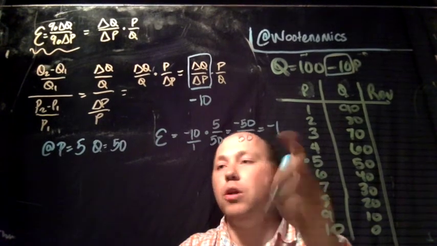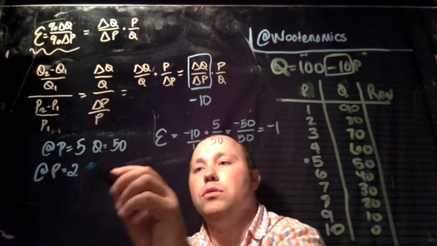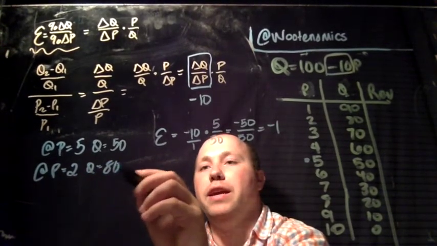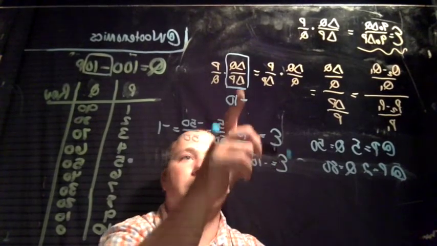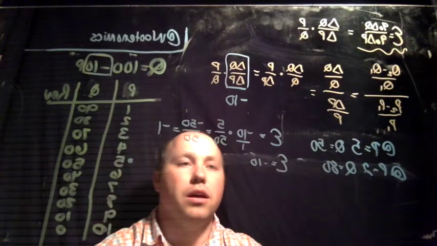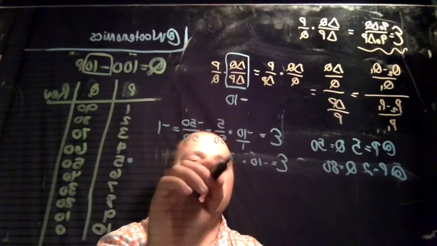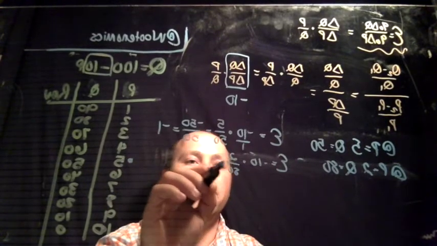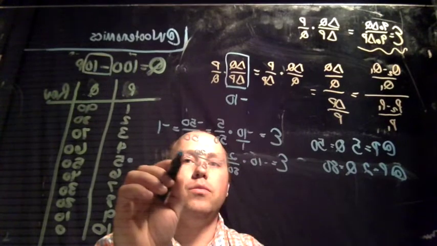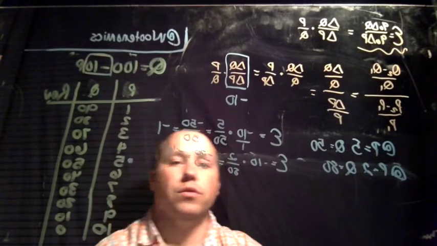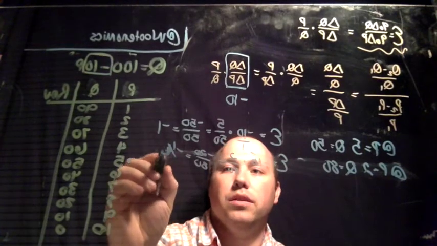Let's pick one of these smaller numbers. Let's do it at a price of 2, which means we have a quantity of 80. The elasticity starts with negative 10, so this part hasn't changed. We still have that same negative 10 relationship, times a price of 2 over a quantity of 80. So we have negative 20 over 80. We have negative 1/4.